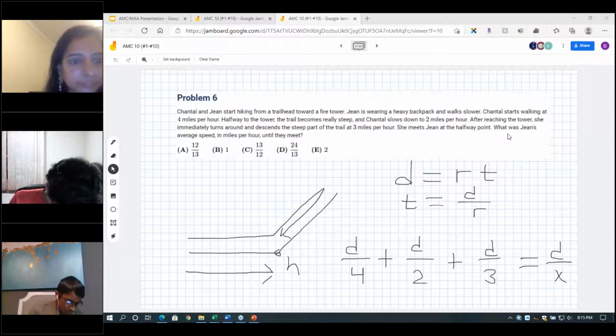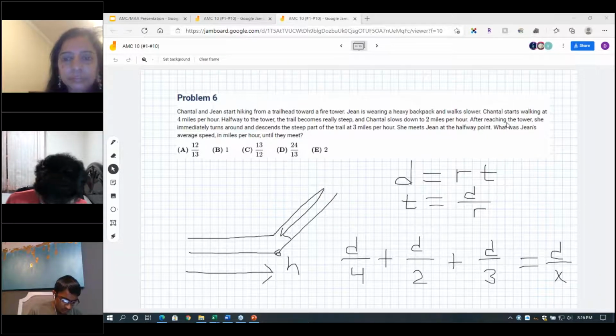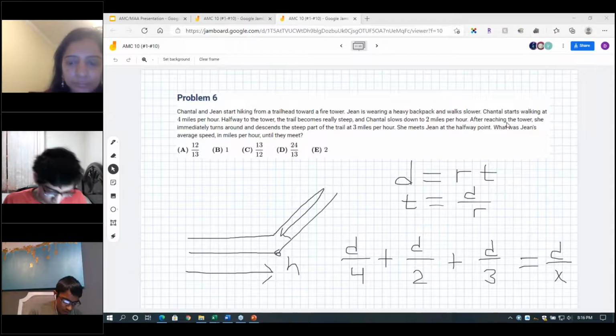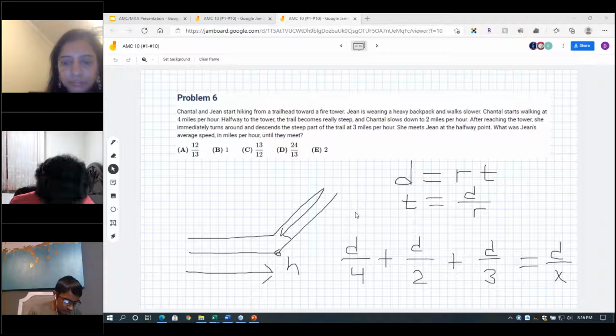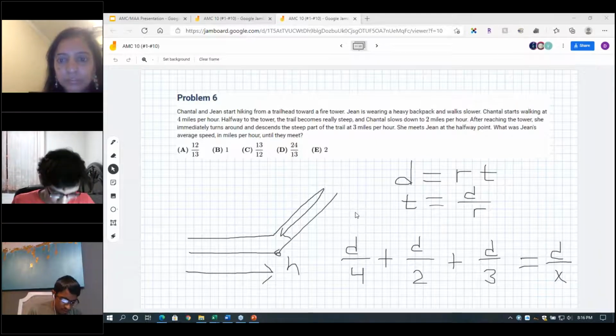First, Chantal walks at a speed of 4 miles per hour, so we have D over 4. Then Chantal walks at a speed of 2 miles per hour, so we have D over 2. And then Chantal walks at a speed of 3 miles per hour, so we have D over 3. This time that Chantal takes is equal to the time Jean takes to get to the halfway point. That distance is D, and we want to find the average speed.